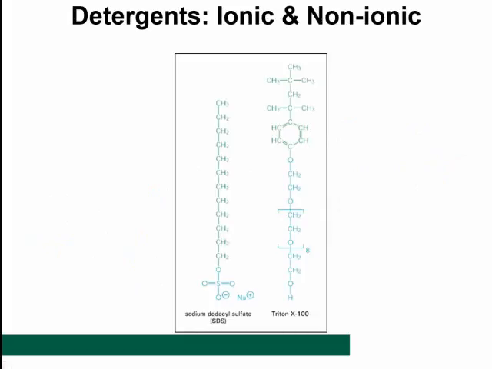Again, as we said, detergent can be denaturing and non-denaturing. Detergent can be ionic or non-ionic, and this is one example. The polar head here is ionic. The polar head here is non-ionic. There's no charge here, but there's a charge here. That's the difference between ionic and non-ionic detergent.